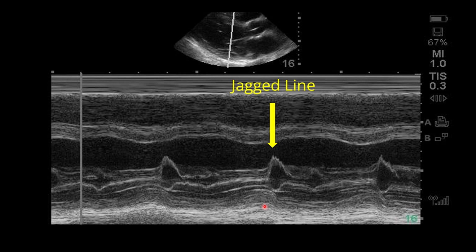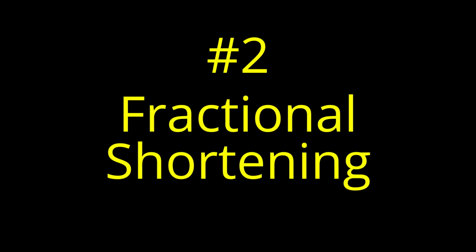One thing to notice for aortic regurgitation is that the E wave will have a jagged line on the descent from the chaotic and turbulent blood flow of the aortic regurgitation, and this could give you a hint that AR is present. Moving on to the second way to measure ejection fraction, and that's going to be fractional shortening.